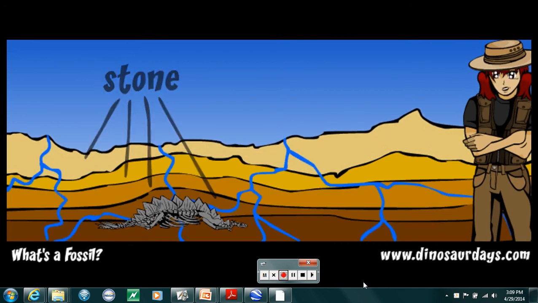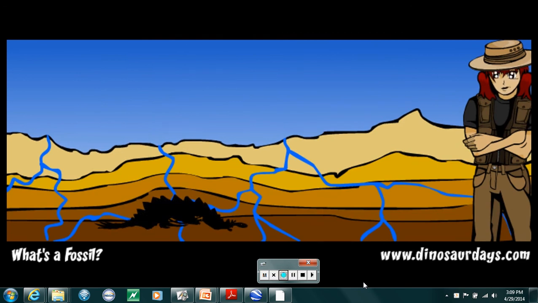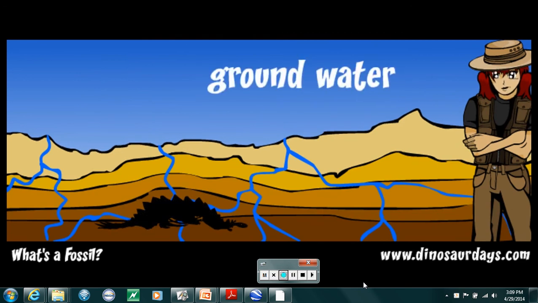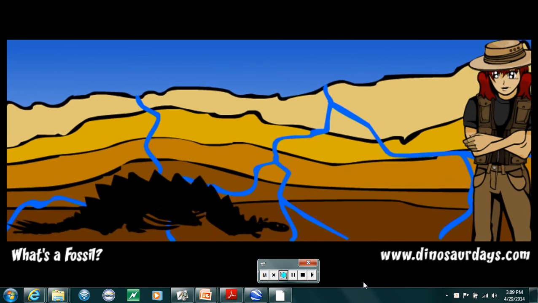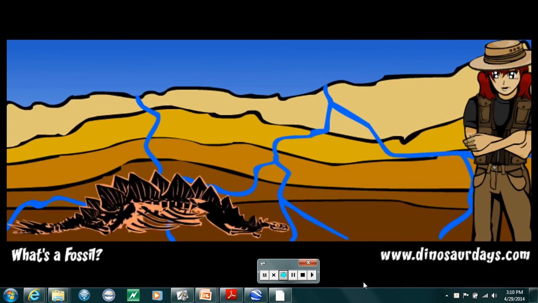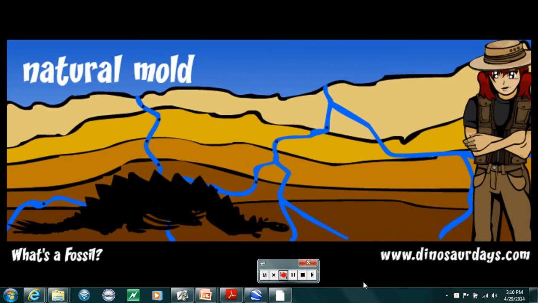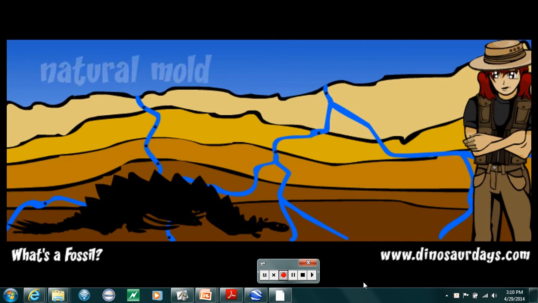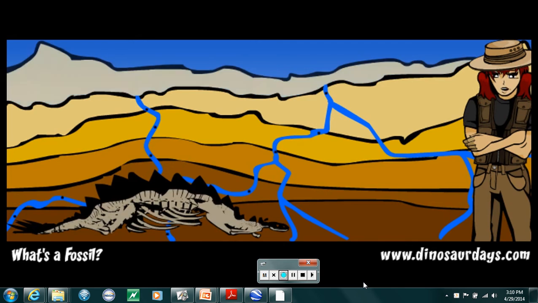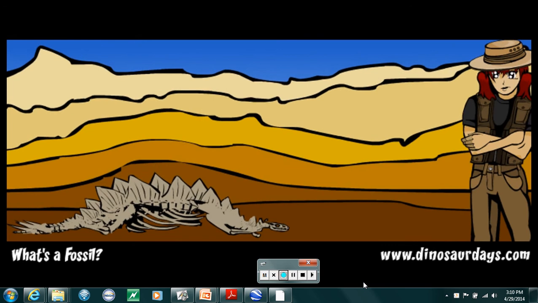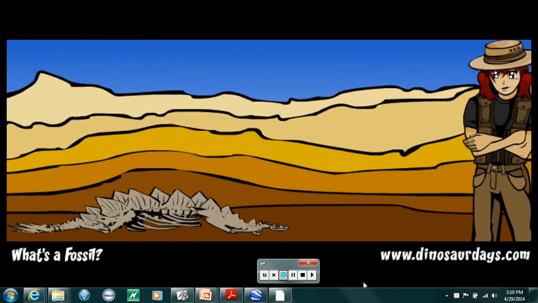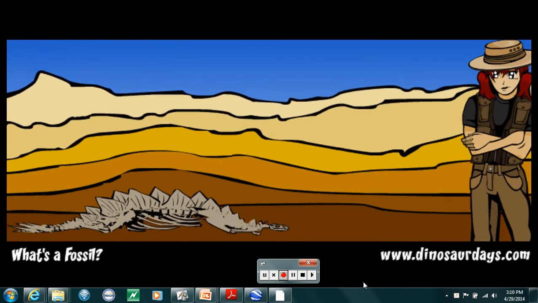The bone is slowly washed away by little trickles of water. This water is called groundwater. The bones leave an open space in the exact shape of the dinosaur skeleton. This open space is called a natural mold. Now the groundwater brings tiny pieces of rock into those empty spaces. After millions of years, these tiny rock pieces fill the mold. The rock is pressed further and further underground. Over time, the entire skeleton mold becomes solid rock.